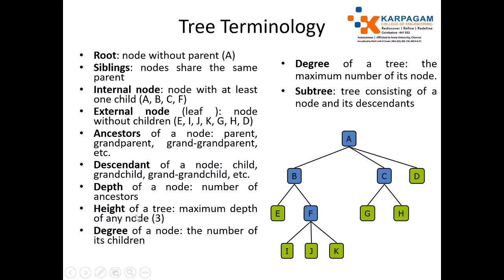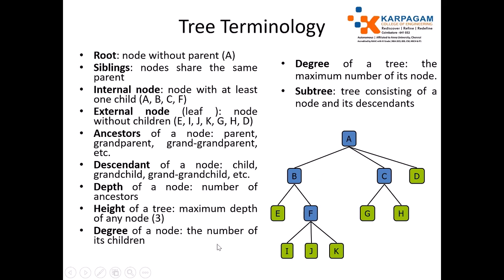Next, height of a tree. The maximum depth of any node is called the height of a tree. Which node has the maximum depth? Here I, J, K have an equal depth of 3. So the height of the tree is 3. You have to find which node has the maximum depth. Here I, J, K have the same depth. The depth of K is 1, 2, 3. So the height of the tree is 3.